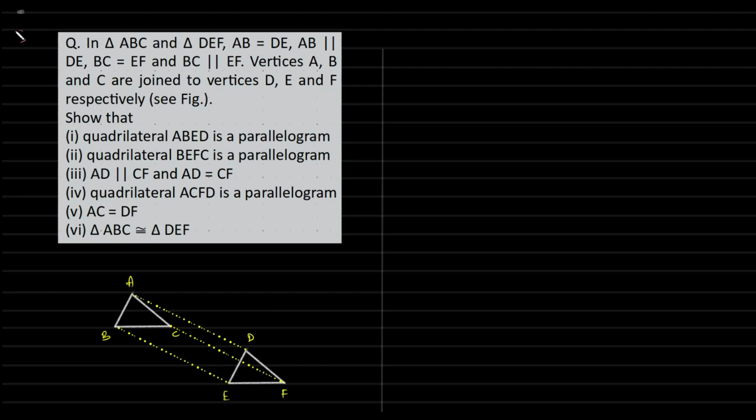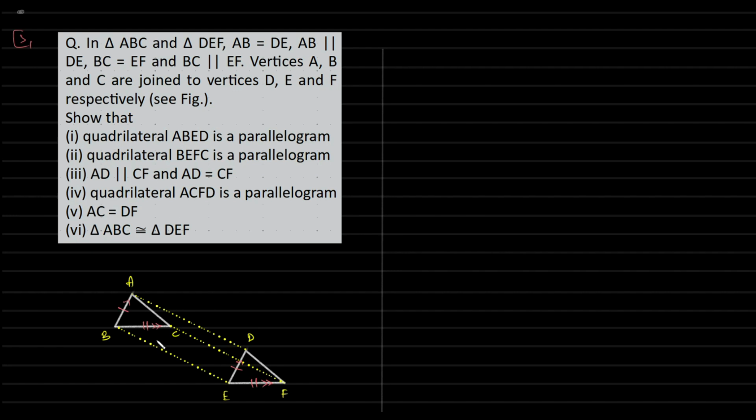In triangle ABC and DEF, AB is equal to DE. Then AB is parallel to DE. Then BC is equal to EF, and they are parallel again. The vertices A, B, and C are joined to the vertices D, E, F respectively.